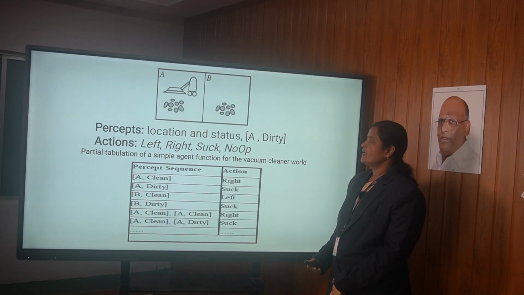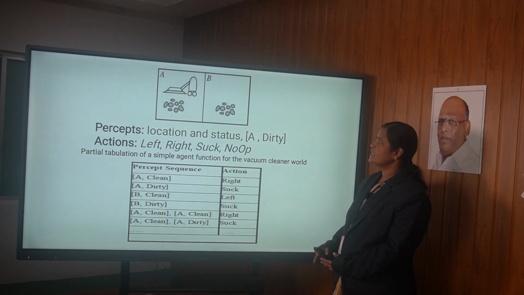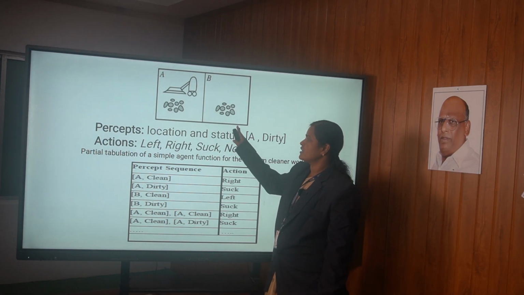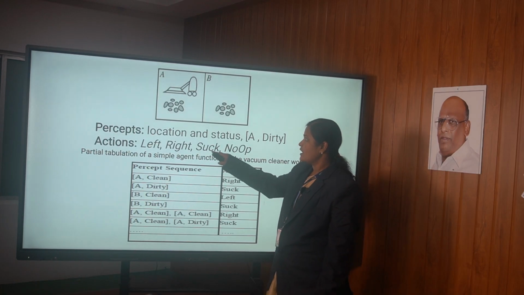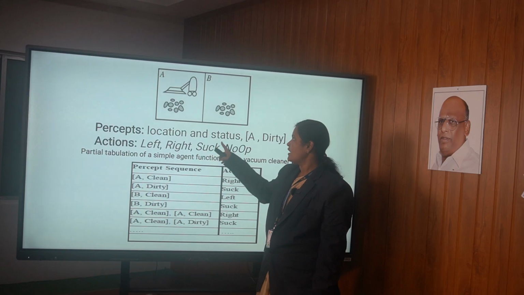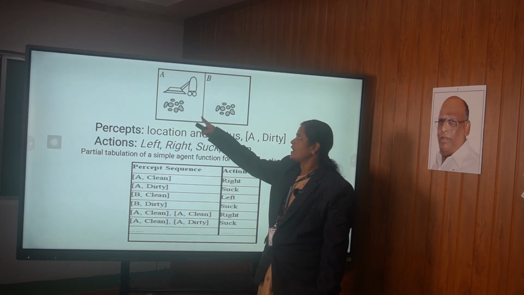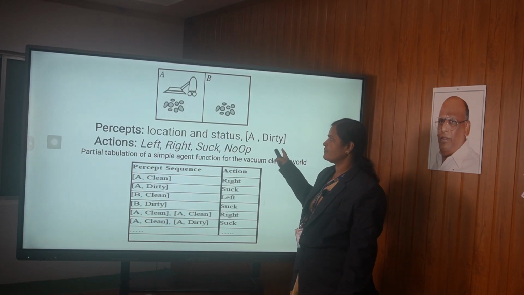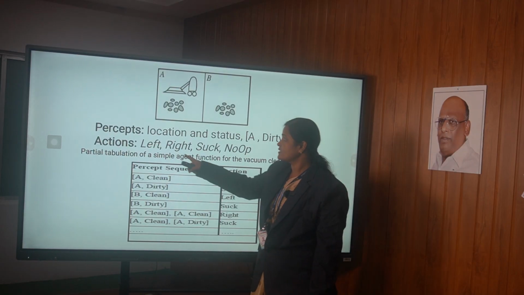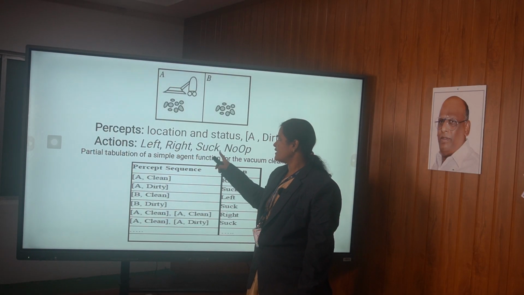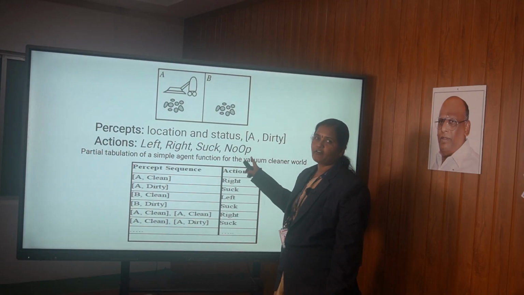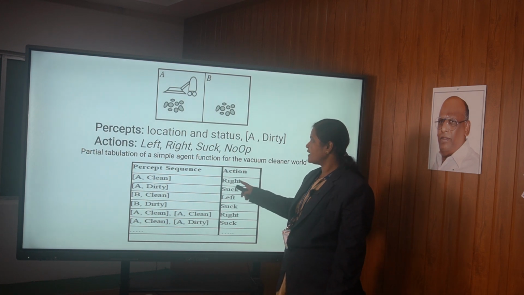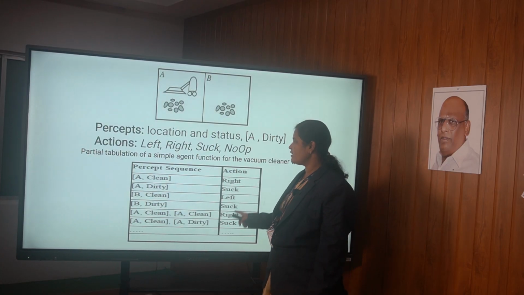For example, take a vacuum cleaning agent. Here we have two locations, location A and location B. The information it receives is called percepts, and here it is the location and the status. So if it is in location A and the location is dirty, this is the information it will receive. The different actions it can take are moving left, moving right, sucking the dirt, and performing no operation. What operations it has to take is given by the agent function, and this table gives us the agent function.